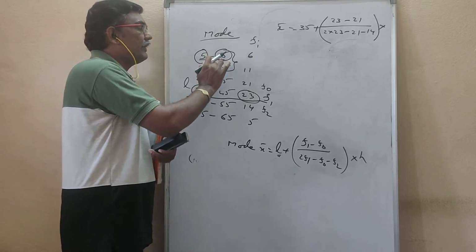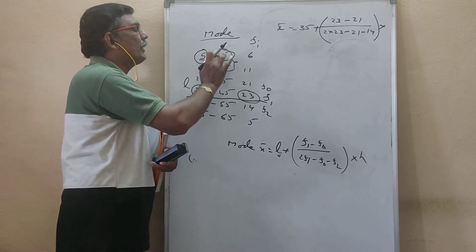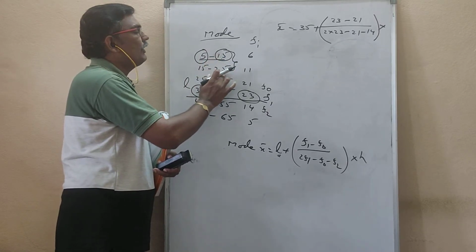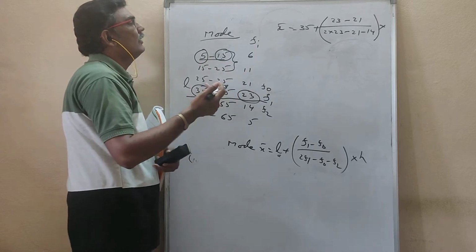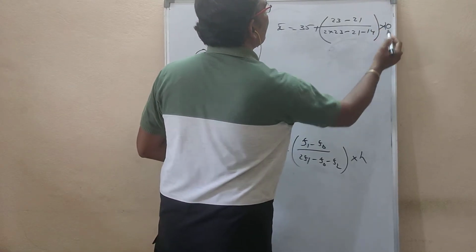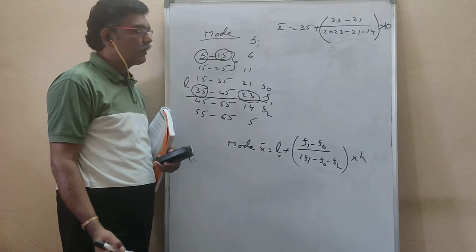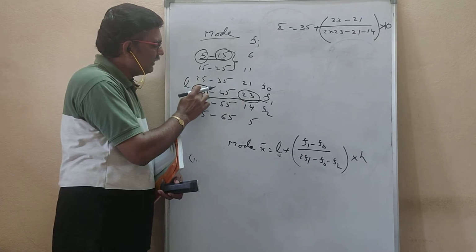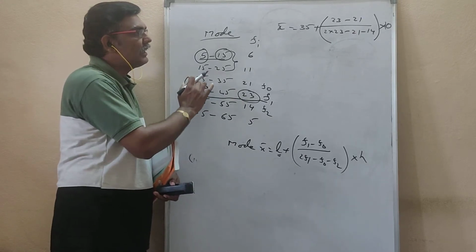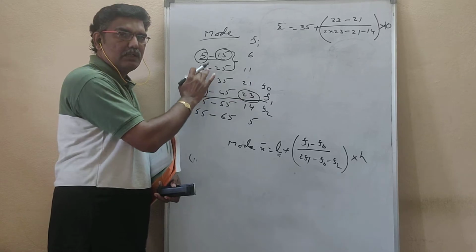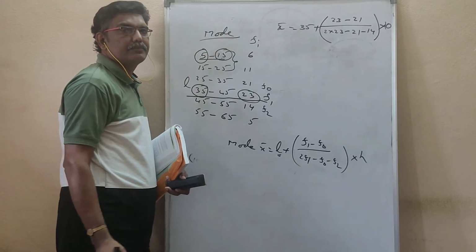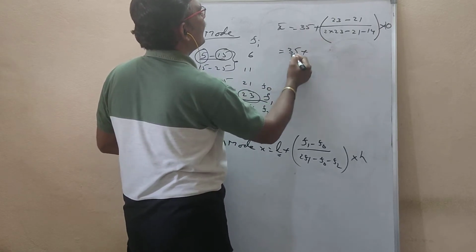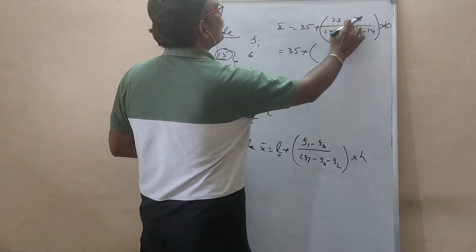Height of the class means the difference between successive upper limits or lower limits. The difference between 25 and 15: from 25 subtract 15. How much are you getting? 10. So the 10 is called the height of the class or size of the class. If you add 10 to 15, 25 will come. If you add 10 to 25, 35 will come. So the class interval, or H, or height of the class, or size of the class is 10. Now you should simplify this. That is, 35 you keep here only. From 23 you should subtract 21.